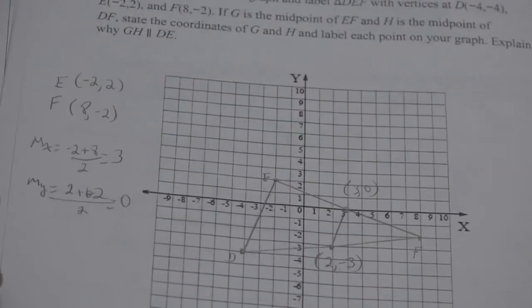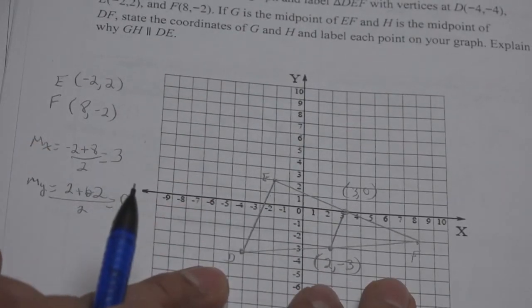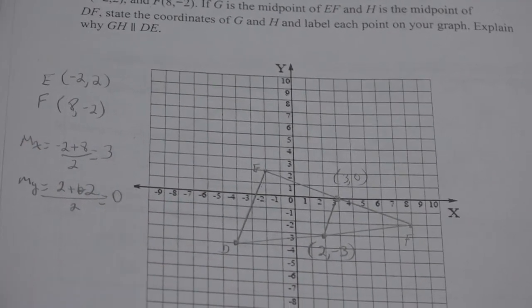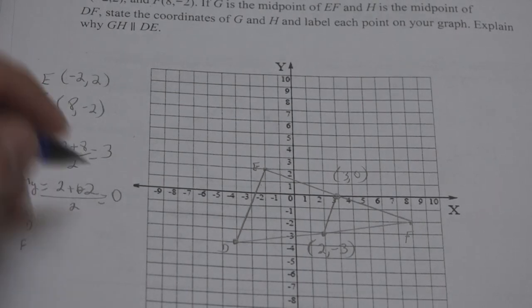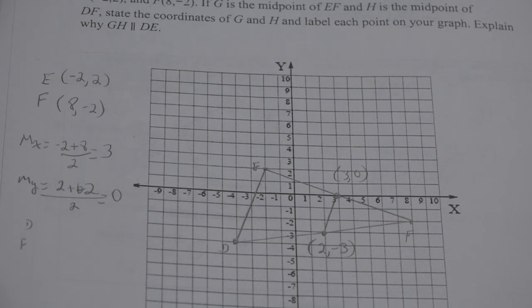Now guess what? You have to do the same thing for DF. Okay, so you write down D and F, the coordinates of D, the coordinates of F, and you find the midpoint. You have to do it. I don't. Okay, I already did it for you.